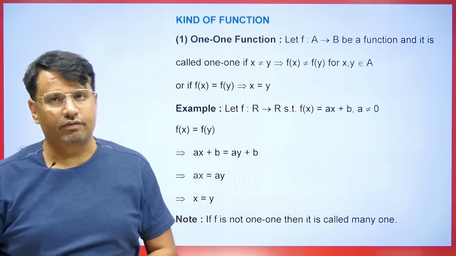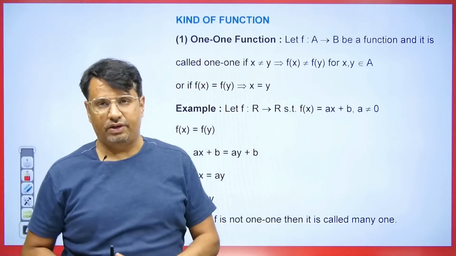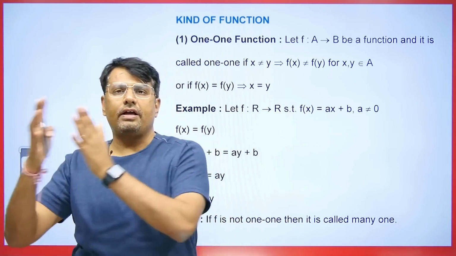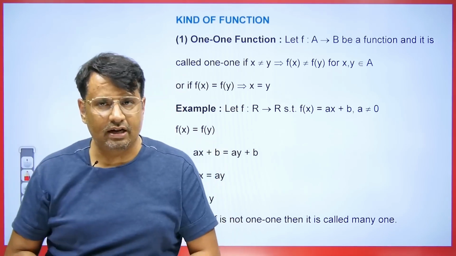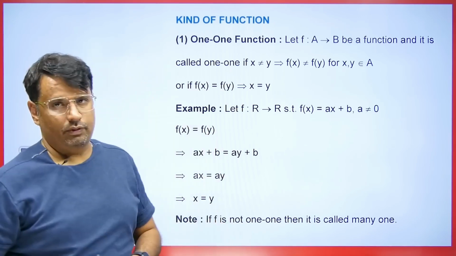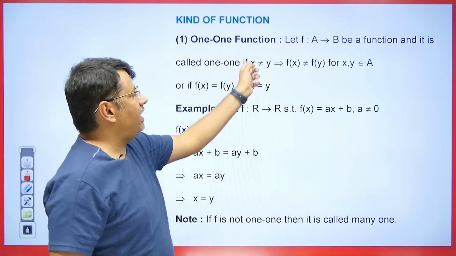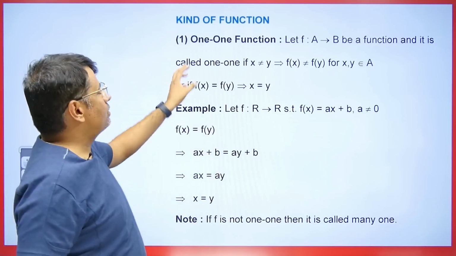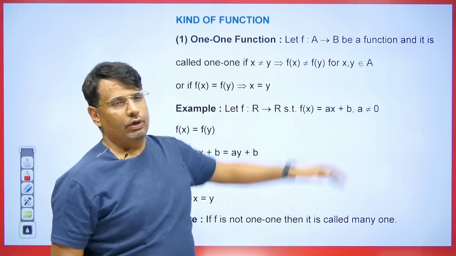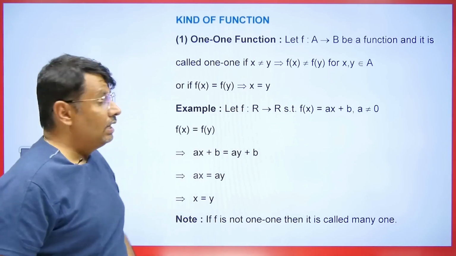So next we will talk about kinds of function. First we will talk about one-one function. We can know by the name that one-one functions mean that every element should have a fixed image, right? It simply means that it should be connected one to one, right? So this is a one-one function. So let's see the definition. If f from A to B is a function, it is called one-one if x is not equal to y implies f(x) is not equal to f(y) for x, y belongs to A.